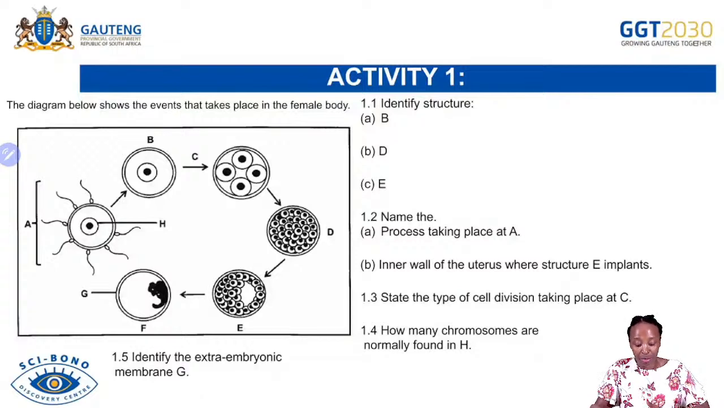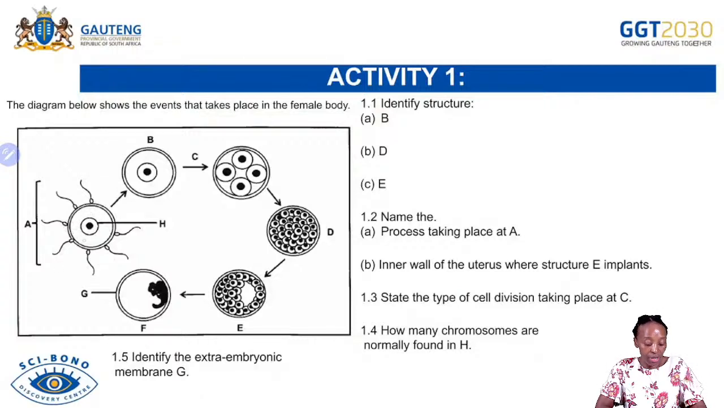So make this a habit. Each time you get a question with a diagram, when the question says study the diagram, that is an instruction. You must study the diagram before you answer the questions. So let's look at the first one. So we are looking at the diagram that shows the events that take place in a female body, and we've got our labels there, A, B, C, D, E, F up until G. So if we are looking at A, if we're all looking at A together, we can see that those are the sperm cells, and what they are attached to, it is the ovum, right?